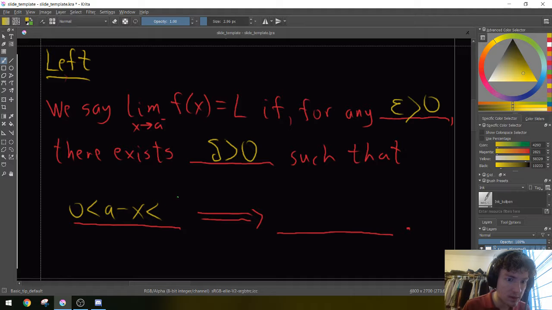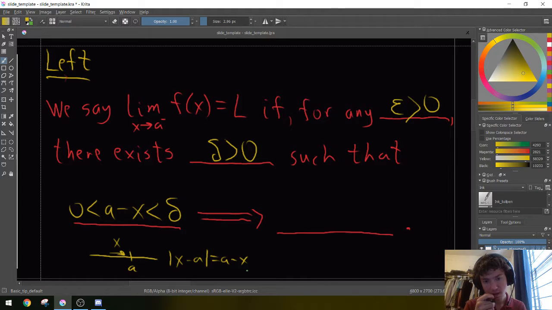Is this right? Because I think if this is a, and we want x to be approaching from the left, right, then the distance between x and a is going to be a minus x, right? Yeah, I see what's going on. Okay. And then this piece should be, I think, unchanged. f of x minus L is less than epsilon. Okay, good. So this gives us the limit from the left.